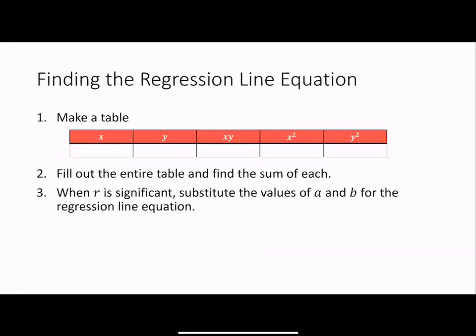All right, so to find the regression line, make the table. If you already have made it, done. Fill the whole table, find the sums, boom, done. This works when R is significant. If R is not significant, there's no reason to use a regression line to make predictions because we can't make the prediction. So if you remember example 1, R was significant.